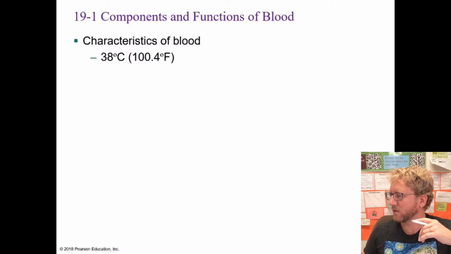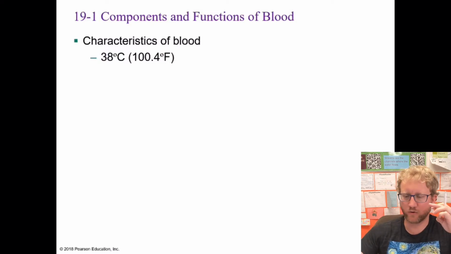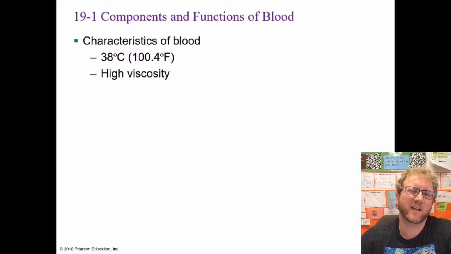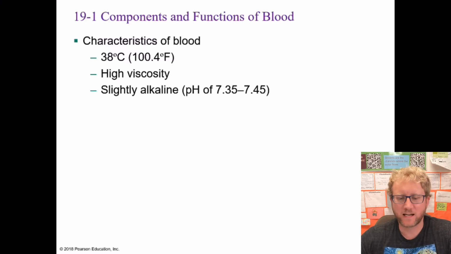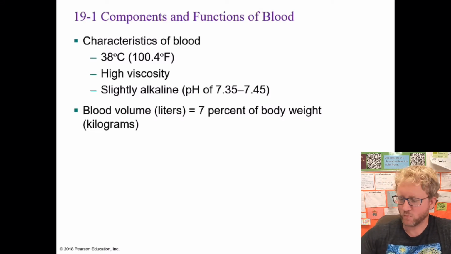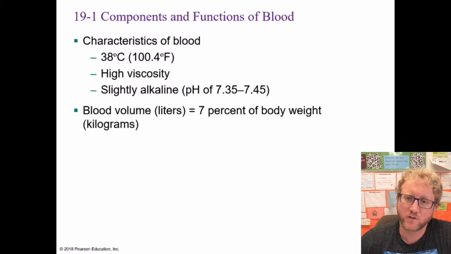Characteristics of blood include its temperature. It's about 38 degrees Celsius, maybe a little bit less than that. It's a very high viscosity. So viscosity is kind of think of it how thick it is. So something with low viscosity would be water. Something with high viscosity would be oil or blood or something like that. It's slightly alkaline.